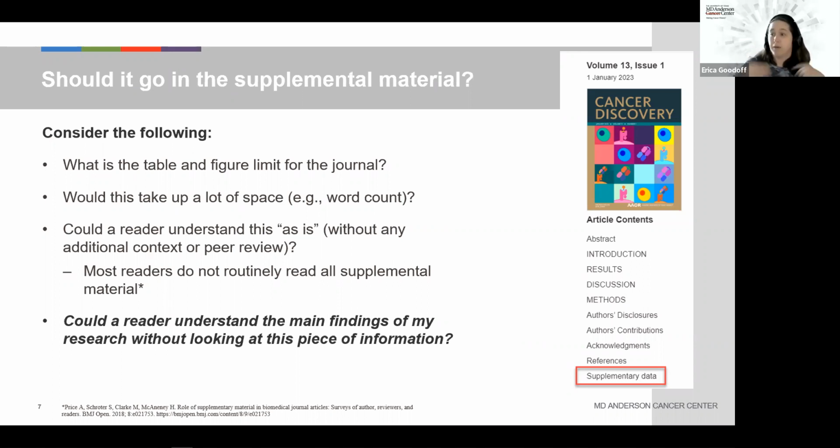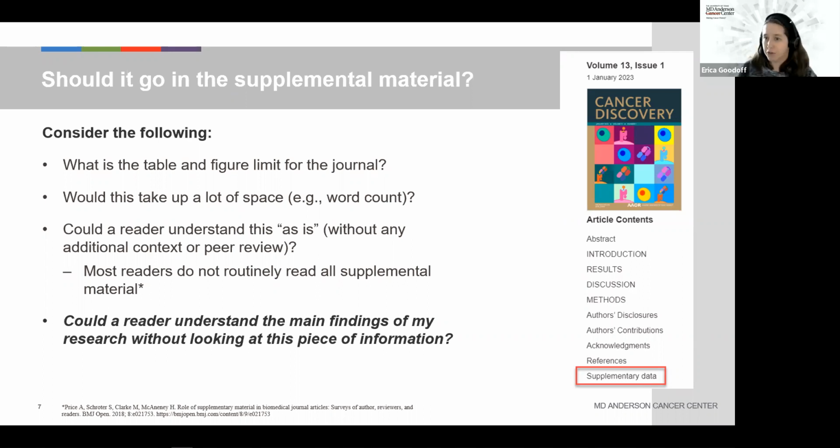Sometimes a journal will say, if you have over a certain number of figures and tables, you have to submit those as supplemental material. And so it's helpful to know if they're taking this approach, and that's because supplemental materials, tables and figures, aren't usually edited by journal staff, and oftentimes they're not even peer reviewed, or they're looked at just briefly, or they just sort of glance at it. So it's helpful to know that ahead of time when you're thinking about submitting a manuscript and whether you want to include supplemental material. And really the key question here is, could a reader understand this as is without looking at the additional context or without peer review?